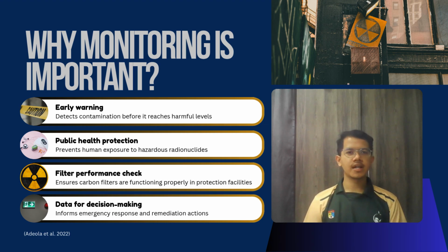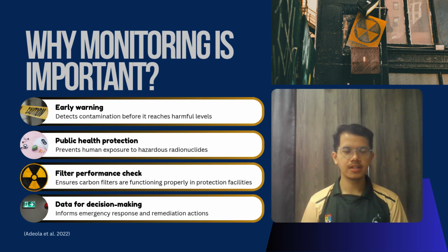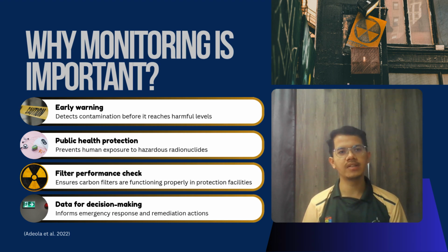My name is Daniel Shaira Menzari, A212747, and I'm going to explain why monitoring radioactive pollution is important. So firstly, monitoring can provide an early warning because, as Adiola et al. emphasized in a 2022 review, if we detect contamination before it reaches harmful levels, it can allow us to prevent catastrophic health and environmental consequences. So this is actually important, right? Especially around mining sites and also nuclear facilities, where the radionuclide concentration can exceed the global average values.